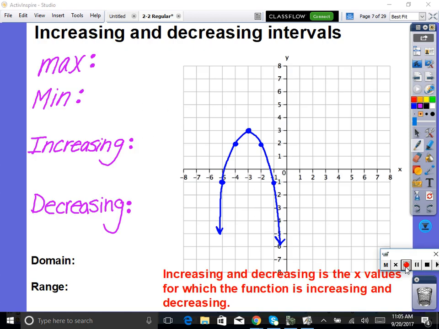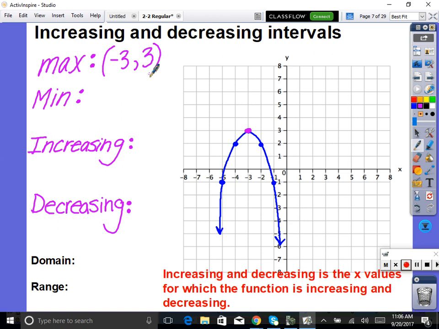Up here, but we're going to need it shortly here. Okay, everybody, we have to know the difference between max, min, increasing and decreasing intervals, domain, and range. So everybody look at this with me. It's really quite easy. Okay, here we go. So everybody, do you see how this is my maximum value? It's the highest point, so my max is -3 up 3, right?